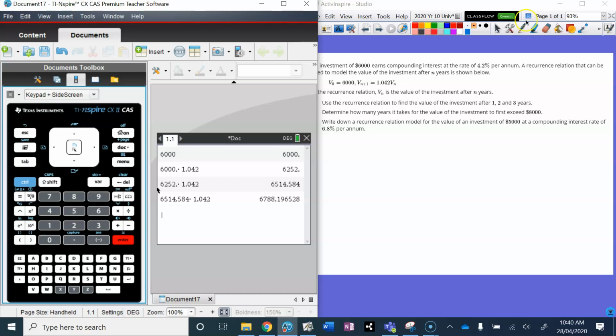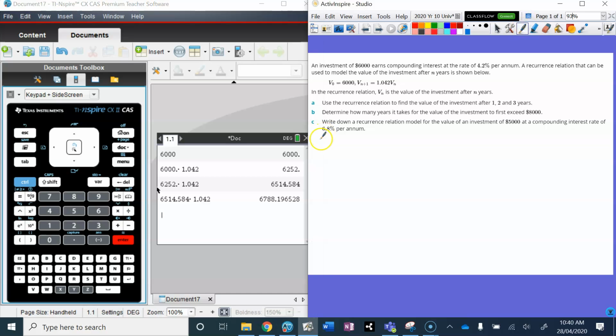So in this case, part A is asking me to find the value after 1, 2 and 3 years. So after 1 year, V1, the investment is worth 6,252. After 2 years, V2, the investment is worth 6,514 and 58 cents. And V3, the investment is worth 6,788 and 20 cents. So remember to round to 2 decimal places for money, unless you're told otherwise.